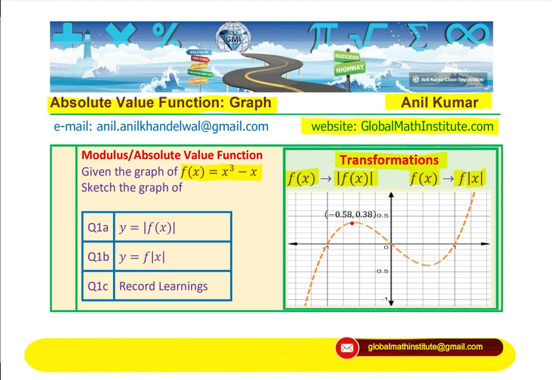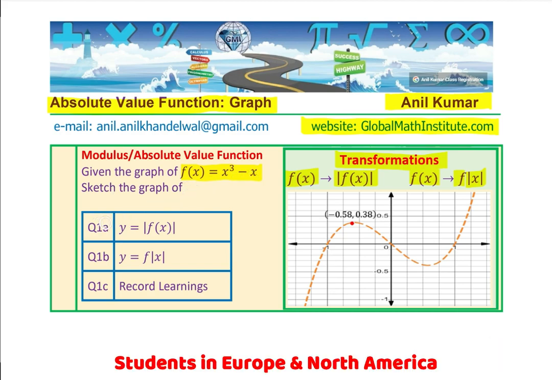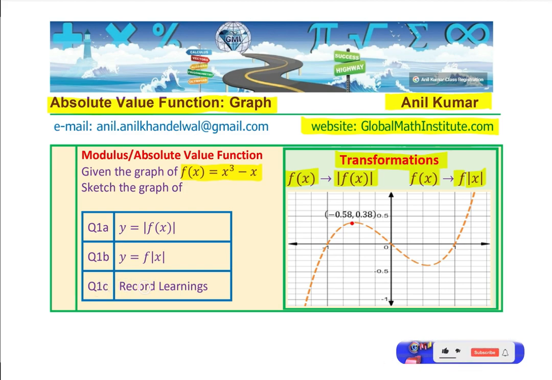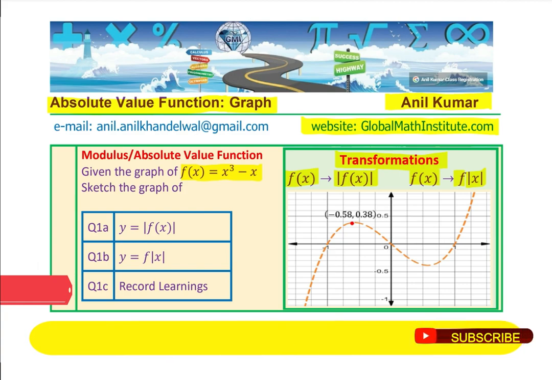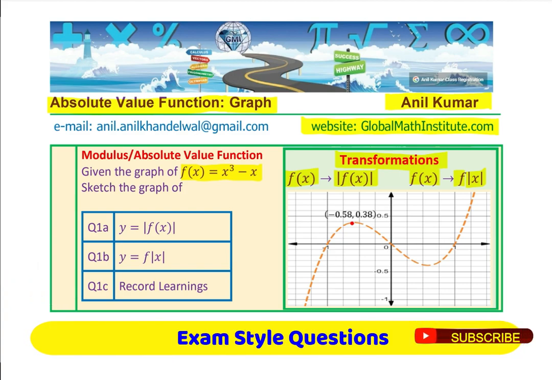So let's get into this problem now, which is, given the graph of f of x equals x cubed minus x, sketch the graph of a. y equals absolute value of f of x, b. y equals f of absolute value of x, c. record learnings. Now that is a very important statement. Whenever you do something, you learn. It's important how we record it so that it can be recalled and then utilized when required.